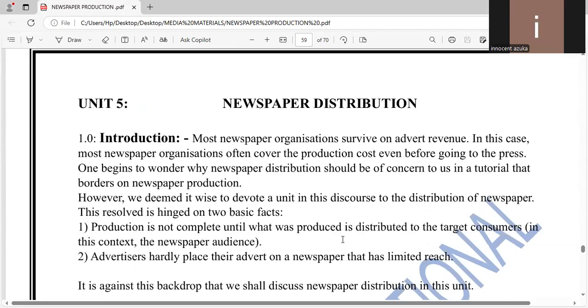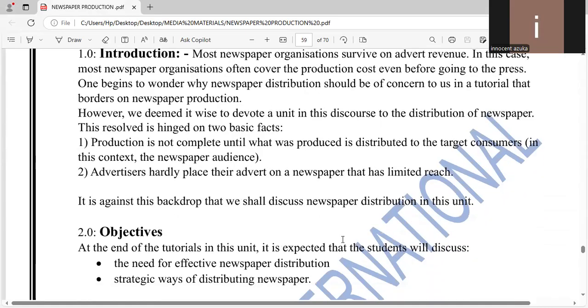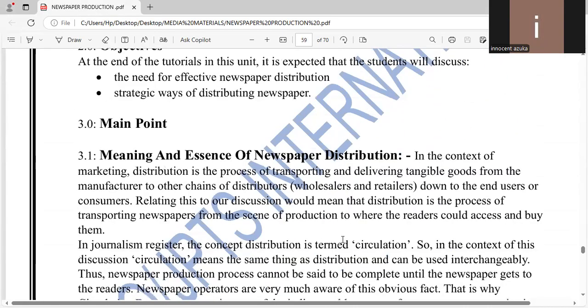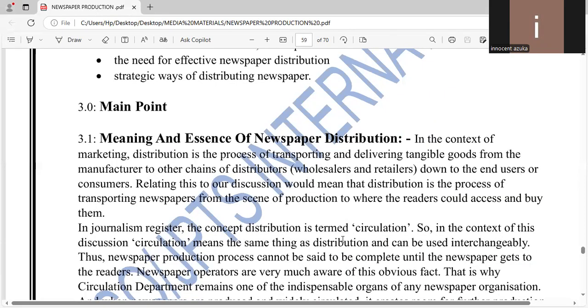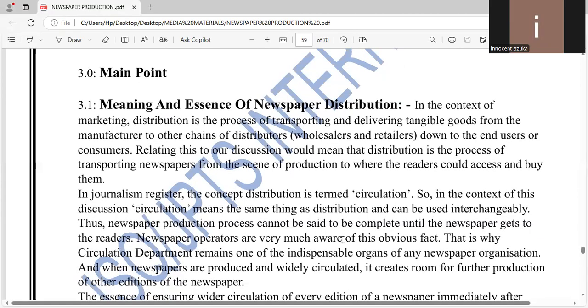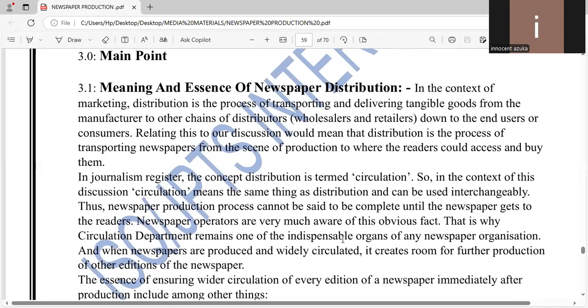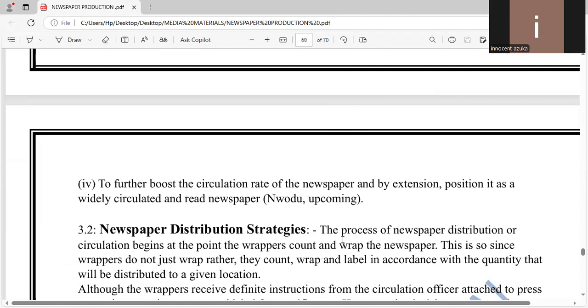So now we can talk about newspaper distribution. Most organizations survive on it. In newspaper production and distribution, we talk about marketing and distribution, which is the process of transporting and delivering tangible goods from the manufacturer to other chains of distributors, be they wholesalers or retailers, down to the end users or customers. And that is how it goes.